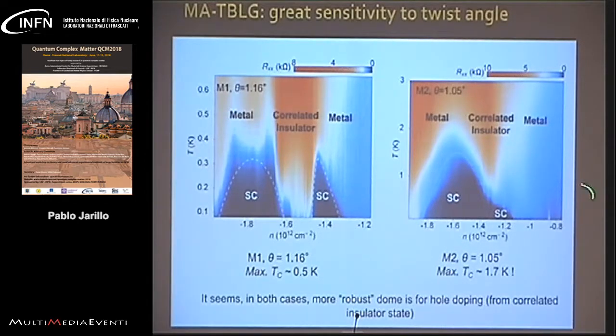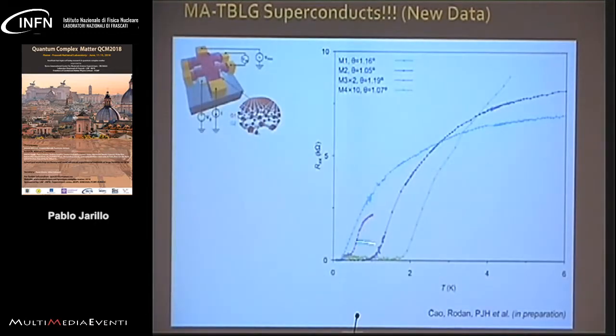This is data for another sample. You typically see a much stronger asymmetry than what I'm showing here. Most of our samples look like this, a much bigger dome for holes than for electrons. And this correlated insulating state competes with superconductivity at the lowest temperatures. By now, we have several other devices. Our maximum TC is already about 2.5 Kelvin, and we keep measuring devices. We're starting to map TC at optimal doping versus twist angle, and we see extreme variation as a function of 0.01 degrees rotation angles.